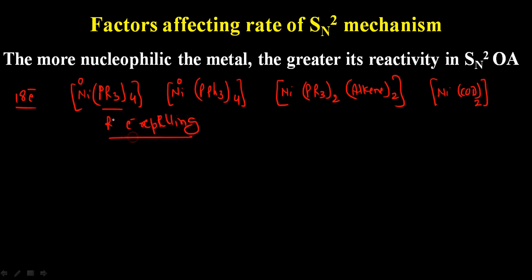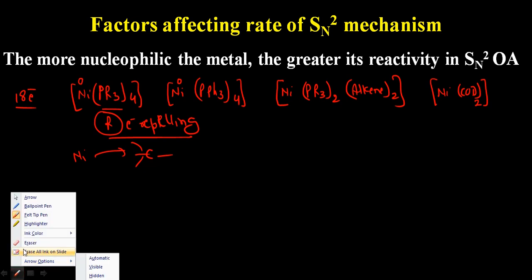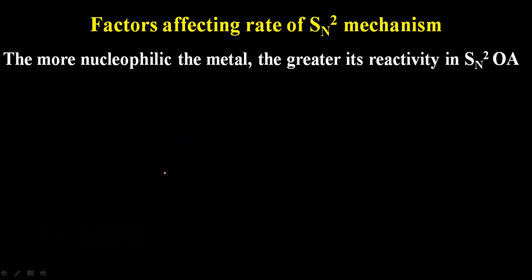So greater the number of such alkyl groups, the more they will increase the electron density on the nickel atom, and the greater the electron density on the nickel atom, the more is its nucleophilicity and the better it can attack the carbon atom of the adding molecule. So this is the first point: there should be more electron density on the nucleophilic metal center for having a better SN2 mechanism.